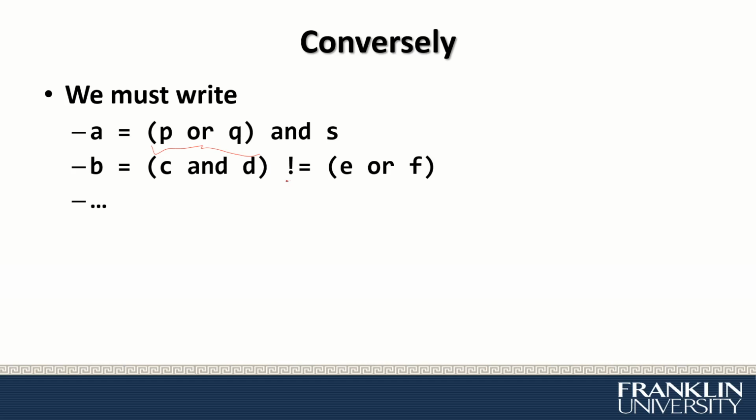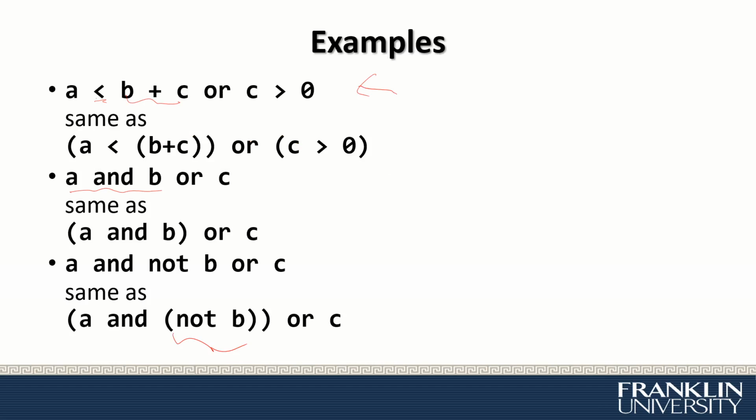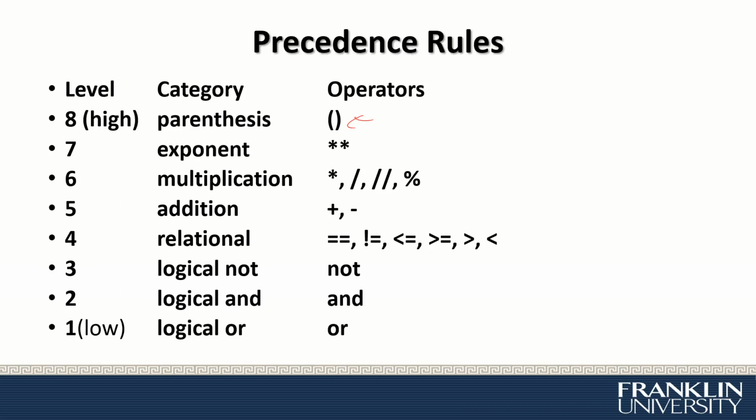The relational operator has higher precedence than the logical operator. As a result, you will have to use parentheses to denote you want to do the logical operator first. Without the parentheses, it would do D not equal to E first. Take a close look at the precedence rule over here to understand the order of operation.